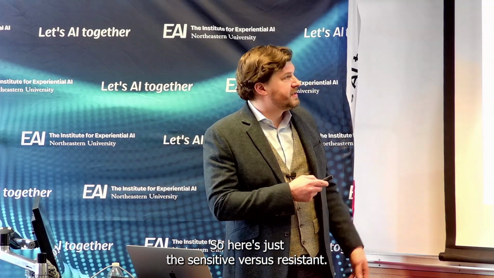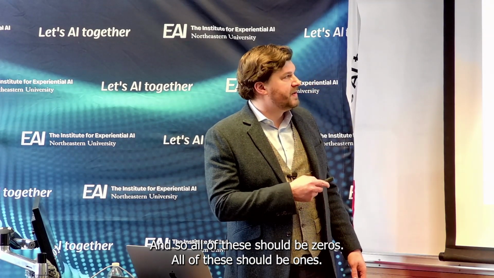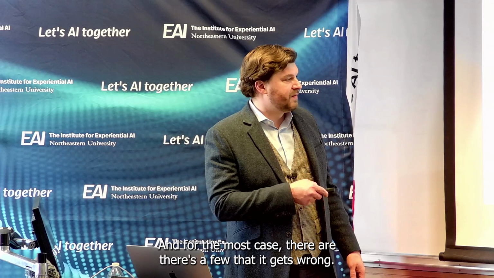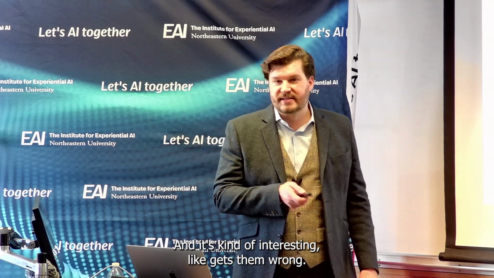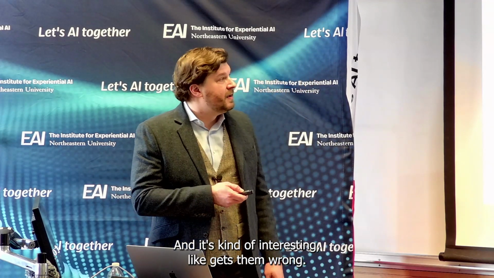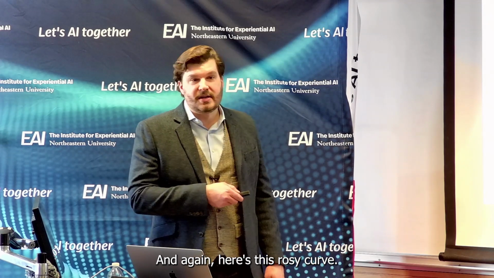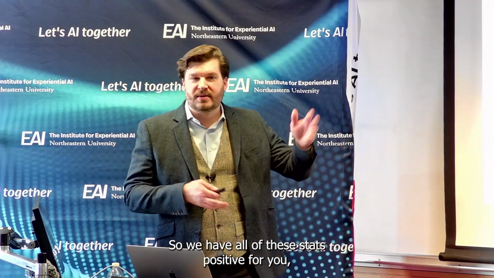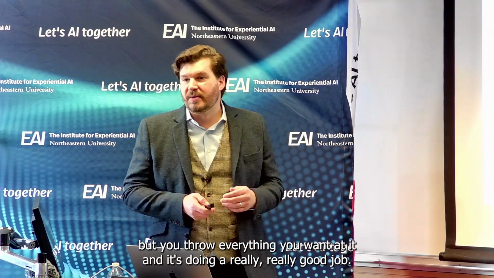So here's just the sensitive versus resistant, and so all of these should be zeros, all of these should be ones, and for the most part they are. There's a few that it gets wrong, and it's kind of interesting why it gets them wrong. And again, here's this ROC curve. So we have all these stats, positive predictive value, but you can throw everything you want at it, and it's doing a really, really good job.